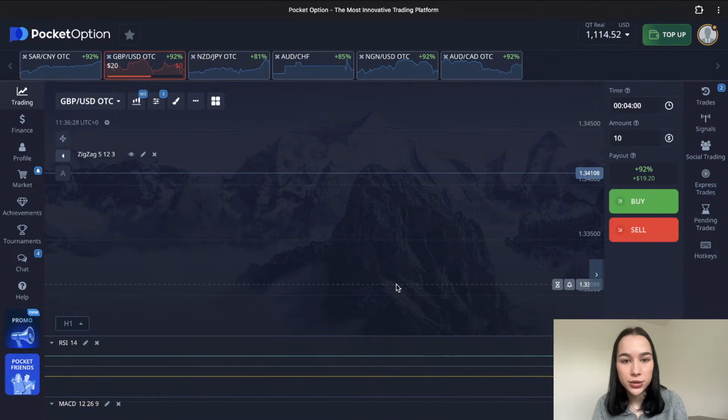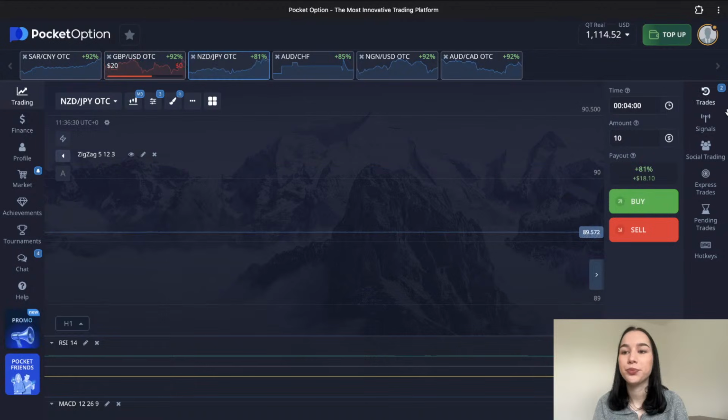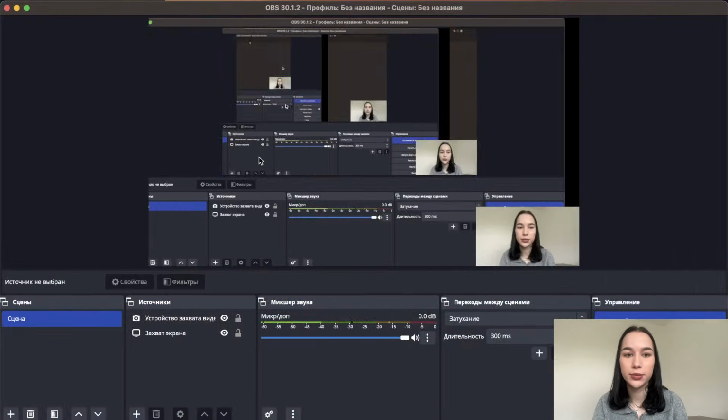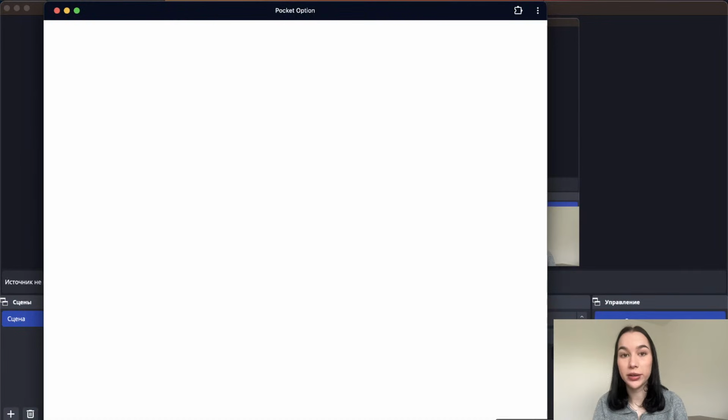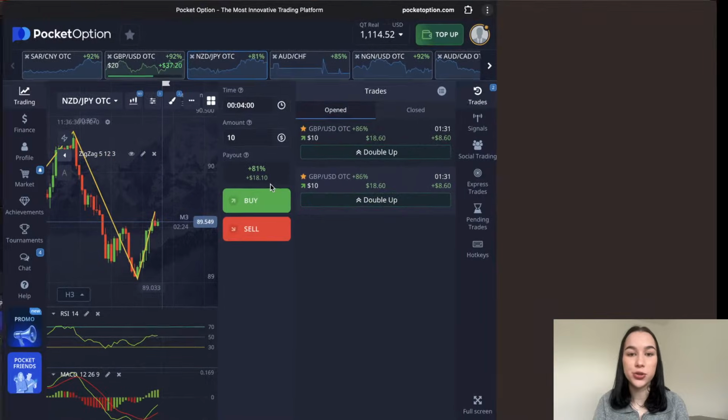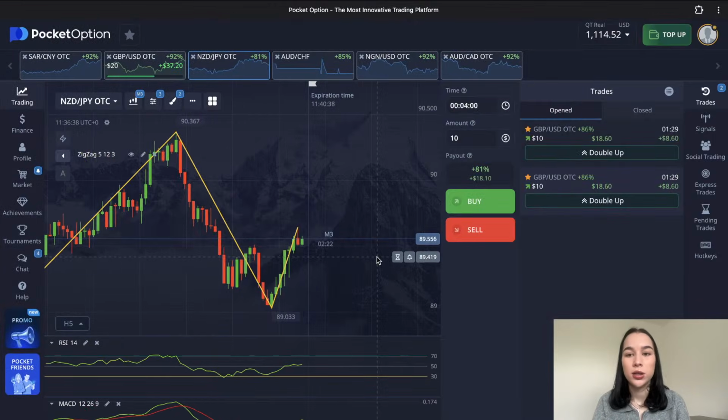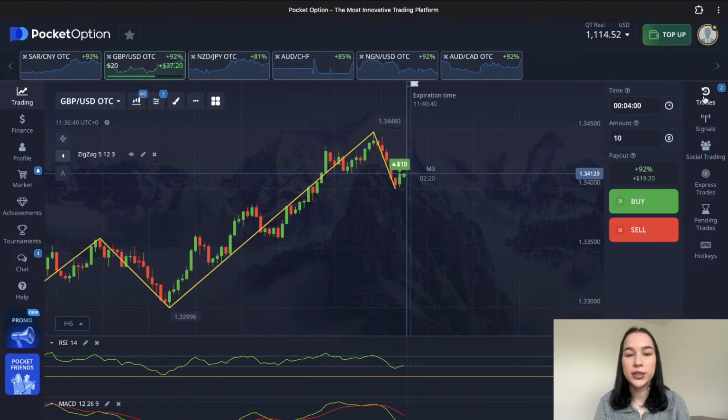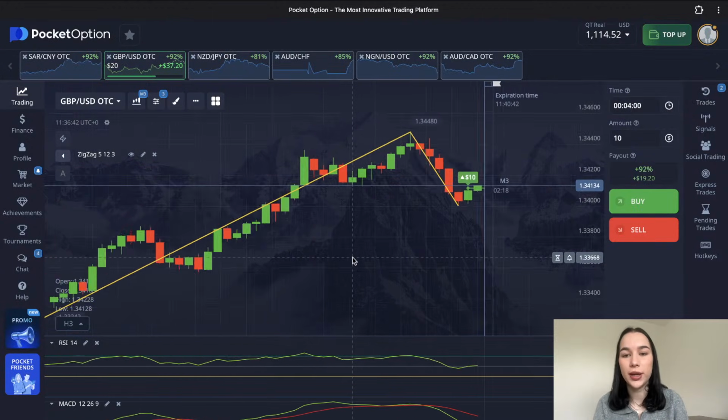Why can't I zoom it? Oh, super. Wait a second, guys. I'm gonna open it again, just because it starts zooming. So, and after we can see here that, okay, again.